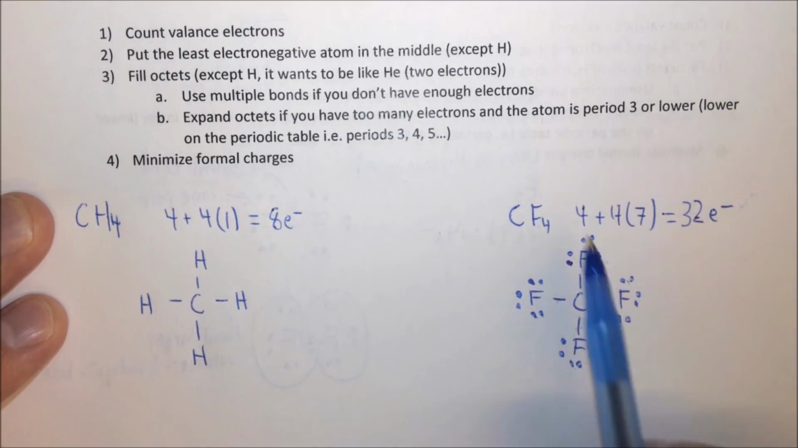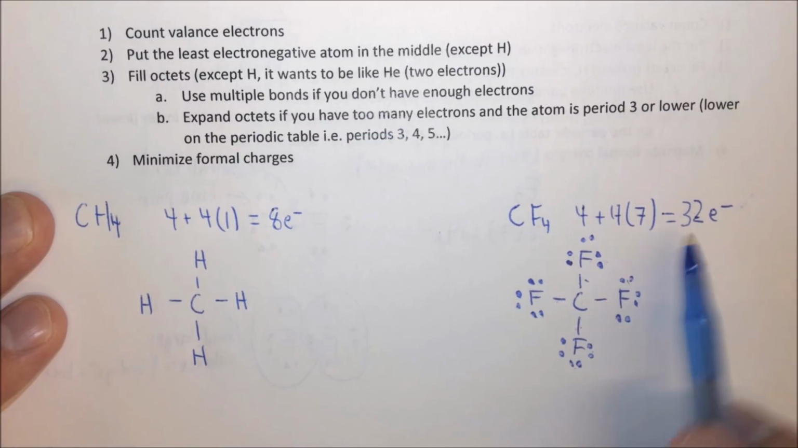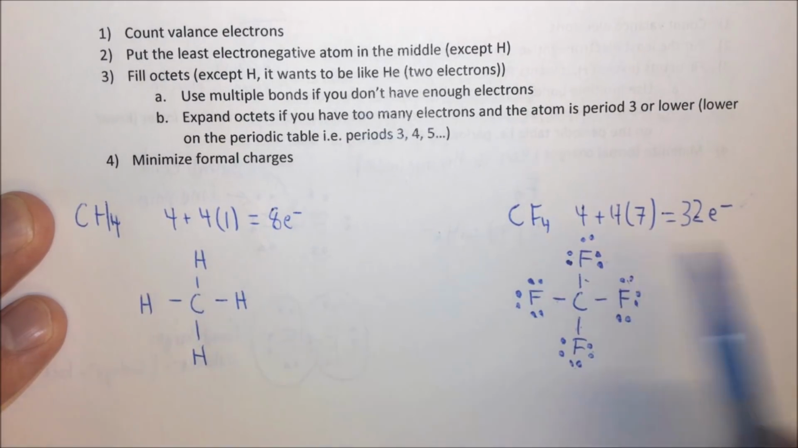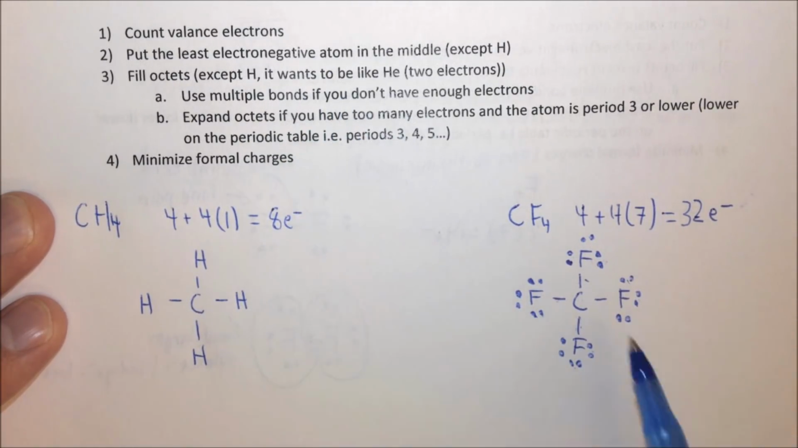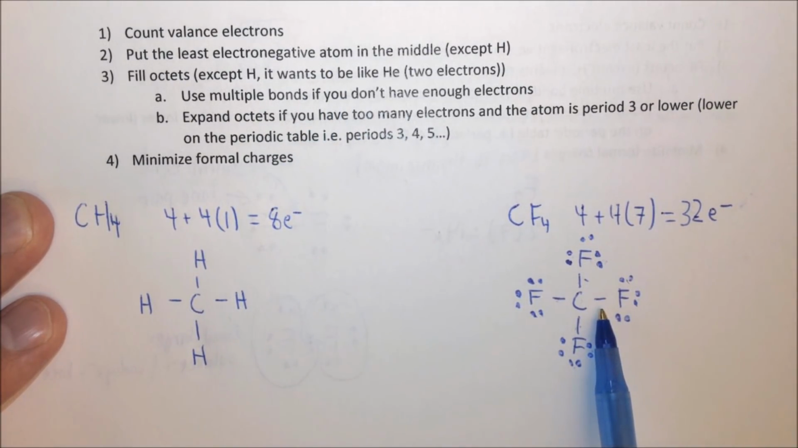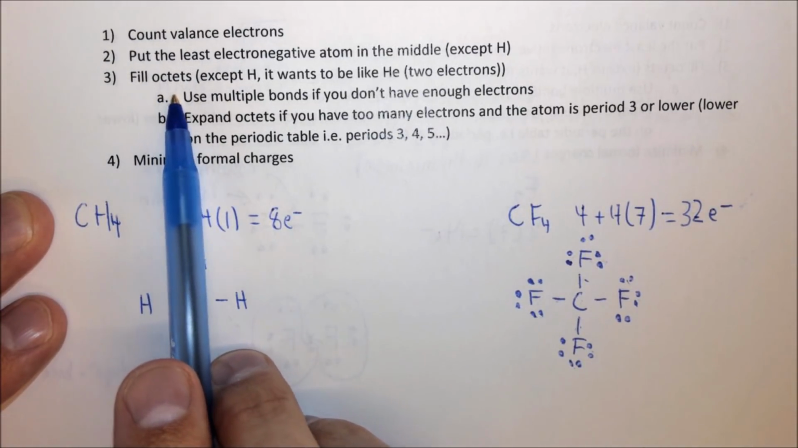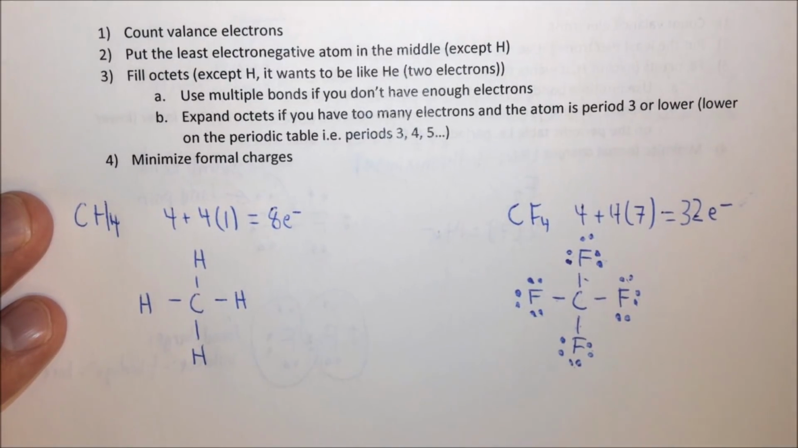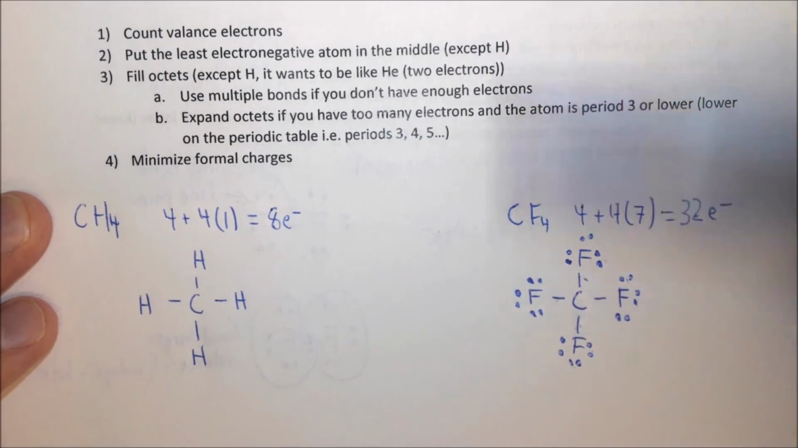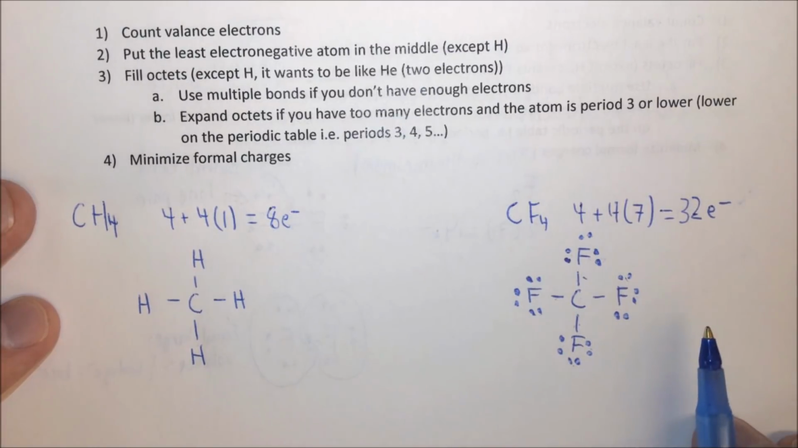At first, CF4 seemed like a significantly more difficult Lewis structure than CH4, because it had 32 electrons instead of 8 electrons. But by following these rules, we very quickly found the correct Lewis structure. In fact, after we did step 3, fill the octets, we were essentially done. We didn't have to do any work to minimize formal charges. We just calculated them, they're all 0, and we're done. So if you follow the rules, this will be very helpful, and you'll start to see patterns in your work.